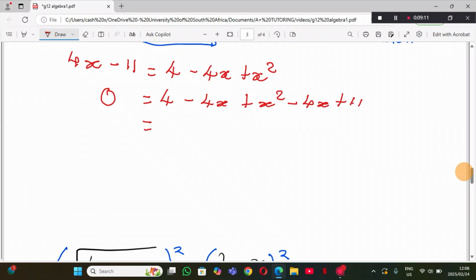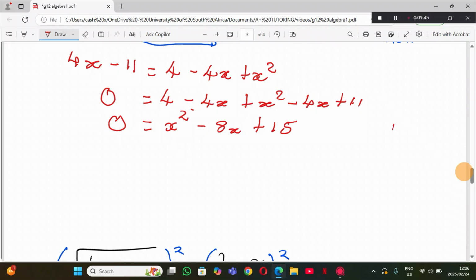Right, now I combine like terms. Like terms, it's minus 4x and minus 4x, right? So that'll give me minus 8. Okay, so let me write it in the form that we know. X squared, because x squared doesn't have any other x squared to combine with. X squared, and then minus 4 gives us minus 8x. And then 4 plus 11 gives us 15. Okay, so now we have that. We now look for factors of 15.